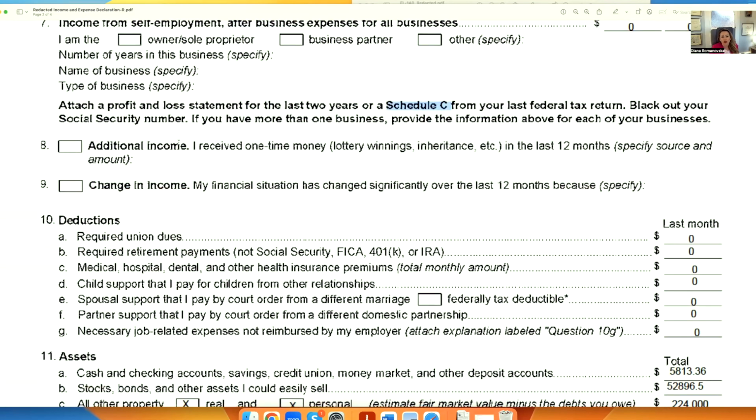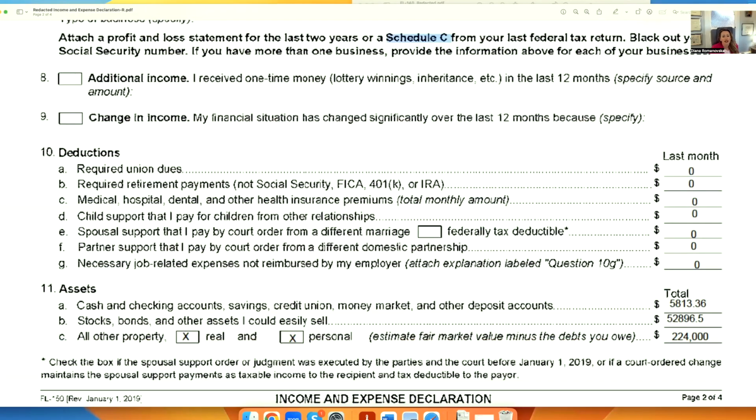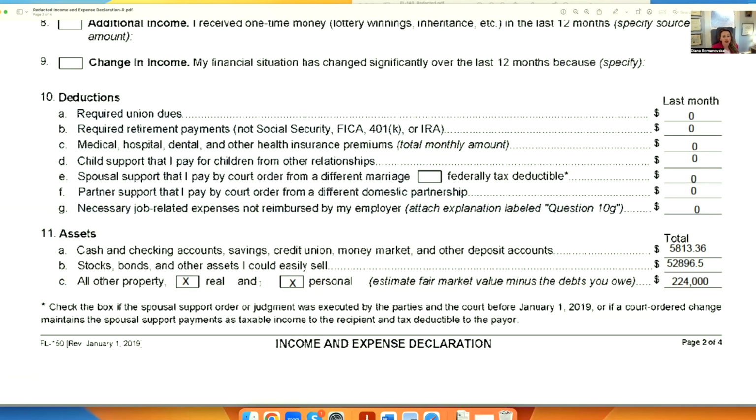Then another additional on income: lottery winnings, inheritance in the last 12 months, change of income in the last 12 months, and then deductions. And these are deductions that can be put into the support calculator. That's why it's important. Union dues, retirement payments, not Social Security, 401k, medical, hospital, dental, child support that I paid still from other relationships, spouse support that I paid from a different marriage, partner support that I paid by court order from a different domestic partnership, necessary job-related expenses not reimbursed by my employer.